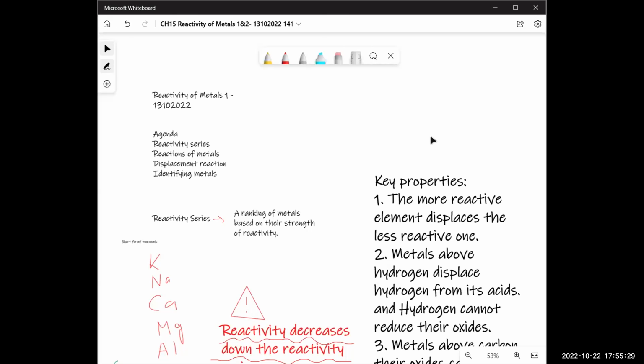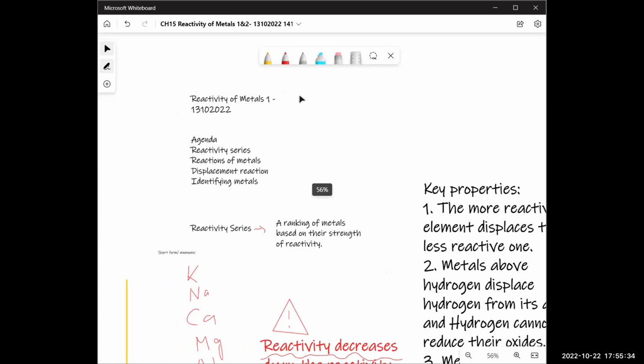We're studying IGCSE chemistry and we're revising chapter 15, reactivity of metals. All right, division 1.